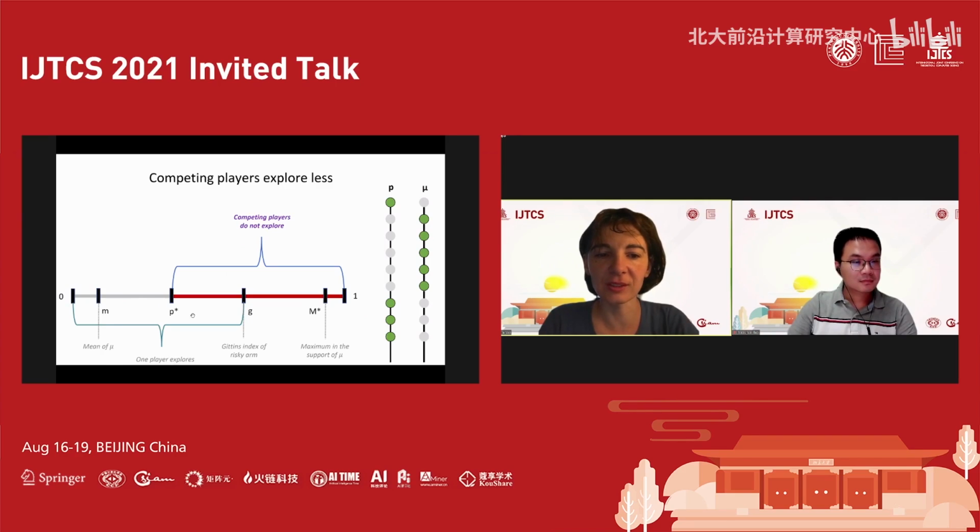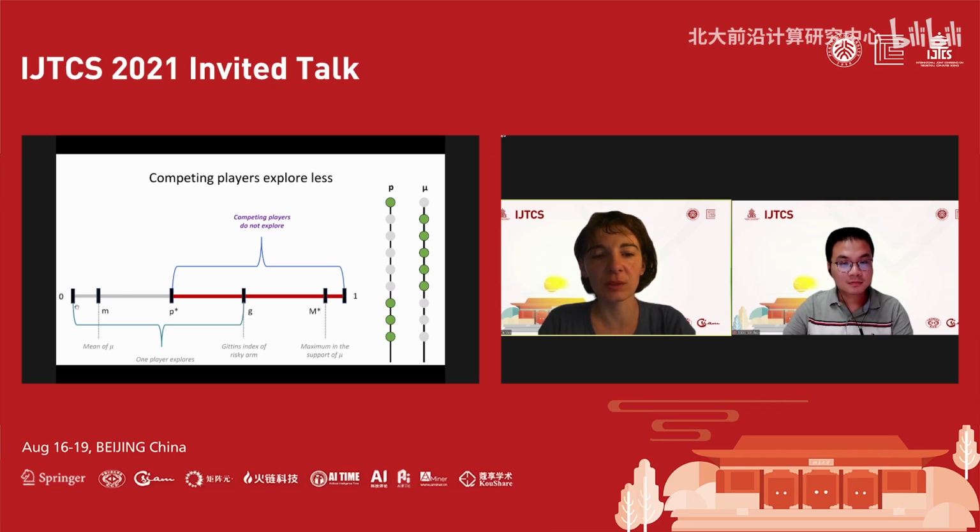Okay, this is a pictorial representation. We have 0 and 1. The values are between 0 and 1. M is, let's say, the mean of mu, and then we have the Gittins index of the risky arm shown with G, and then P star.